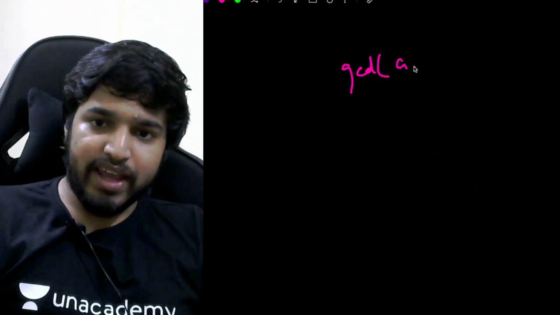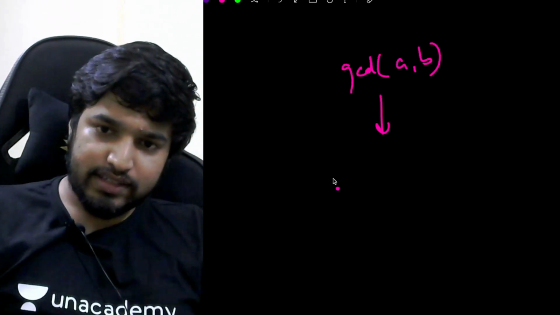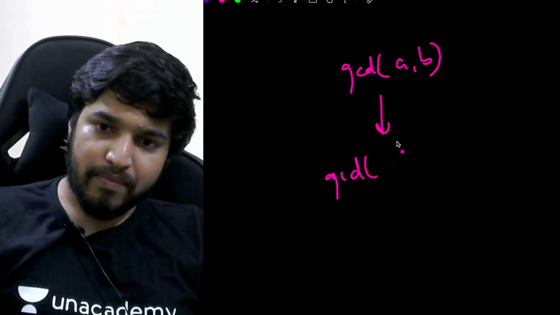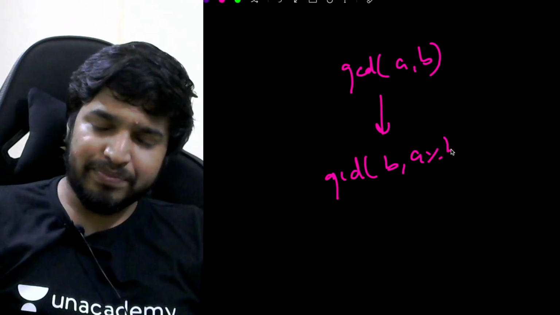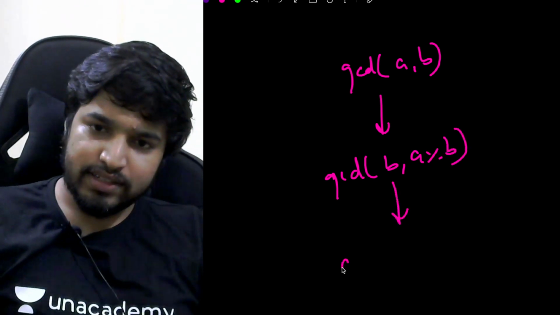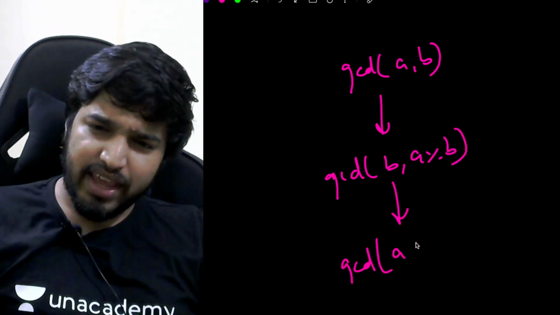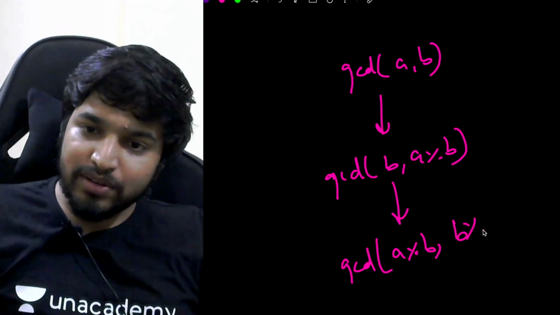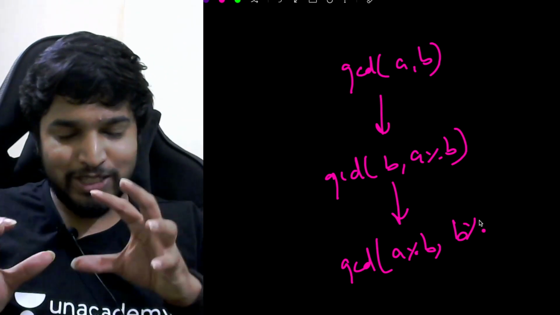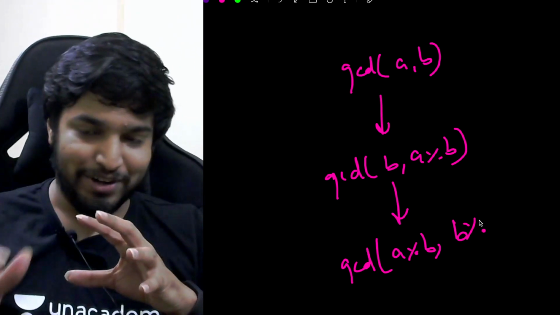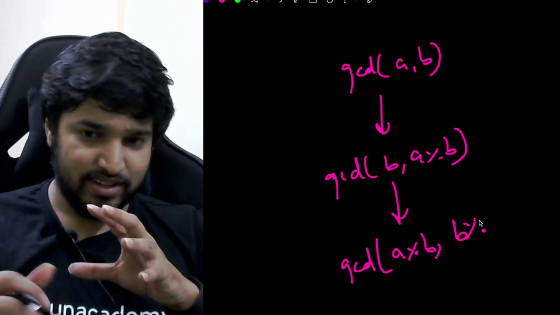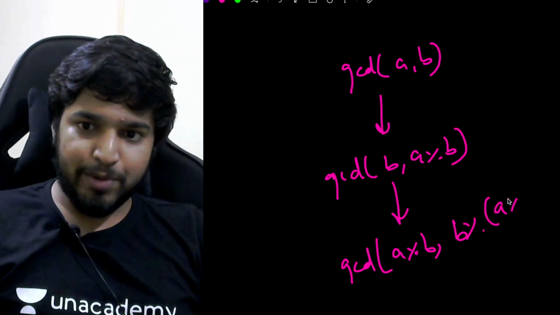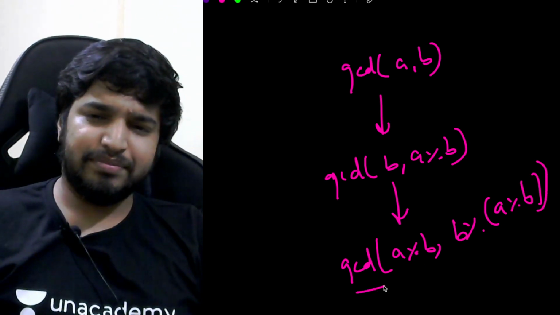GCD of A comma B calls GCD of A modulo B comma A modulo B. And this in turn calls GCD of A modulo B comma B modulo. This is going to be a lot verbose, but you need to understand this, it is very important. It might seem a bit boring, this part, but this is something very important. So you need to pay attention here. A modulo B. Got it?